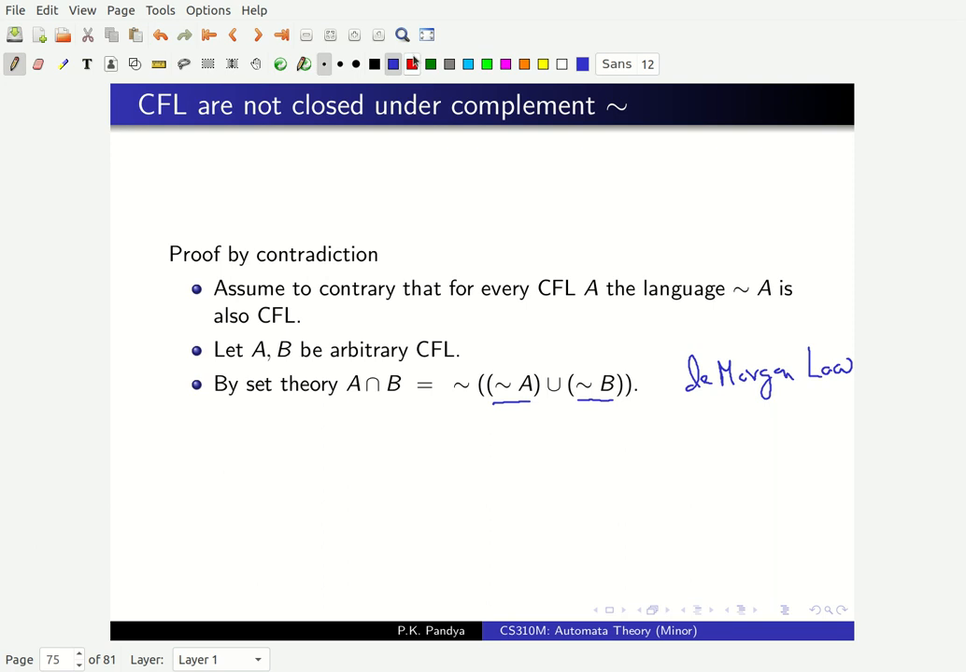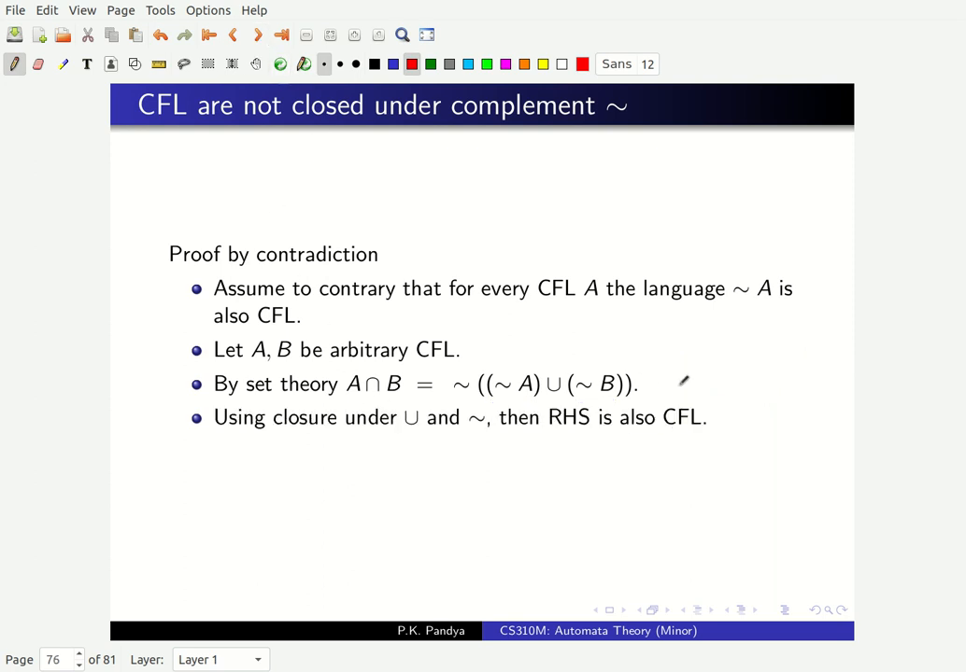Now these two blue languages are context-free, so their union is context-free. The red language is context-free, and when we take the negation of this context-free red language, we get a context-free language. So the RHS is context-free, because union and complementation are closed, we have assumed, under complementation. Union we have already proved, but this we have assumed. RHS would be context-free. So this would imply that A intersection B is also context-free.